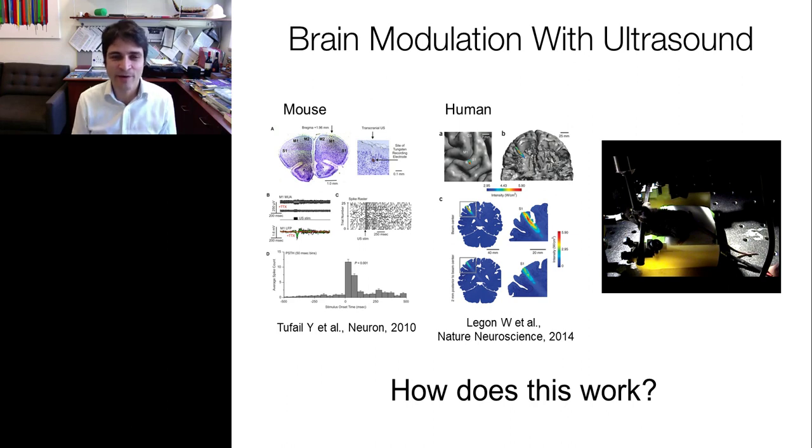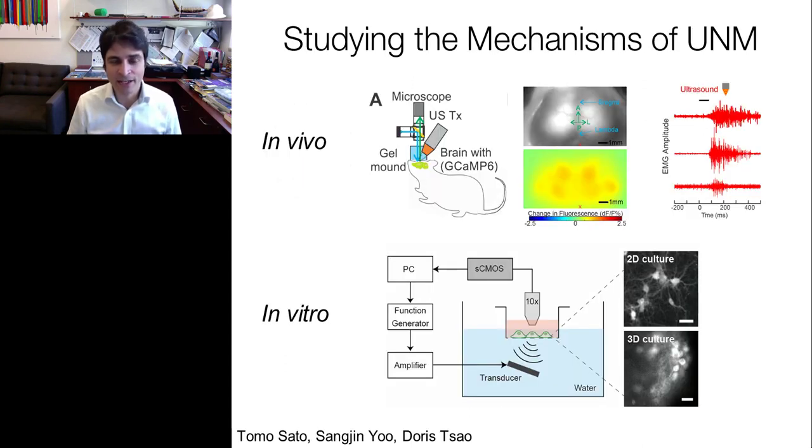And I think it's very important to understand that so we can optimize this technology, figure out its advantages and limitations, and try to apply it carefully in neuroscience research. And so we embarked on a study of that question in collaboration with Doris Tsao, also here at Caltech, to look at the mechanisms of ultrasonic neuromodulation, both in vivo and in vitro.